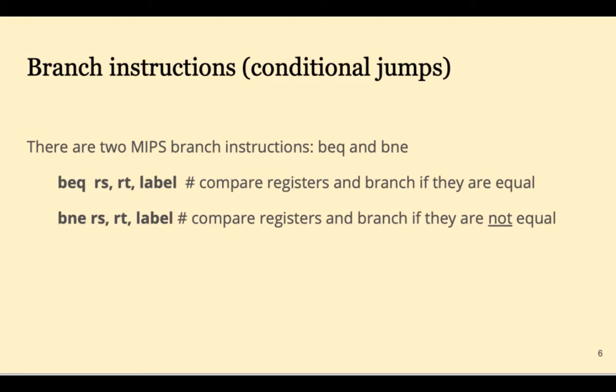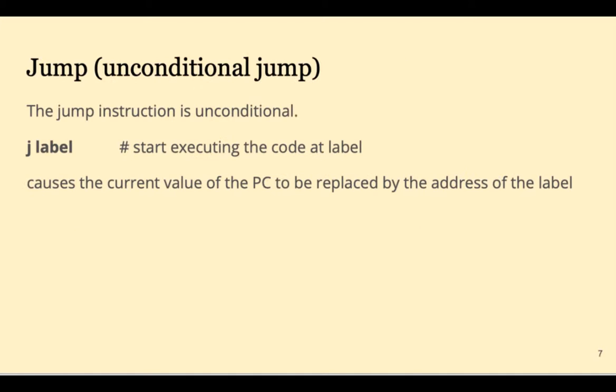Notice that these are conditional jumps. If the condition is not true, the branch will not be taken and the next instruction after the branch will be executed. Whereas branches are conditional jumps, the J label instruction is an unconditional jump. The way this is achieved is that the current value of the PC is replaced by the address of label.